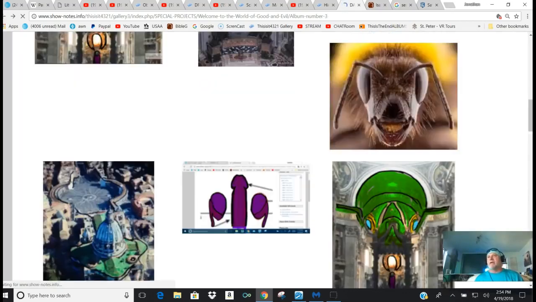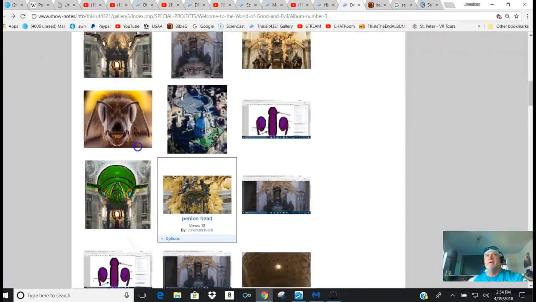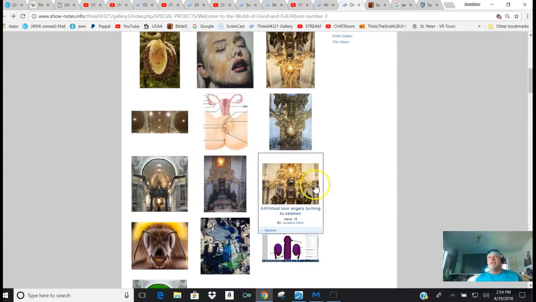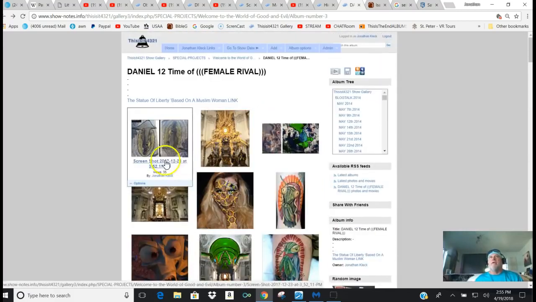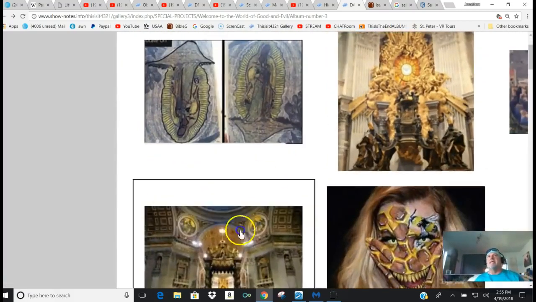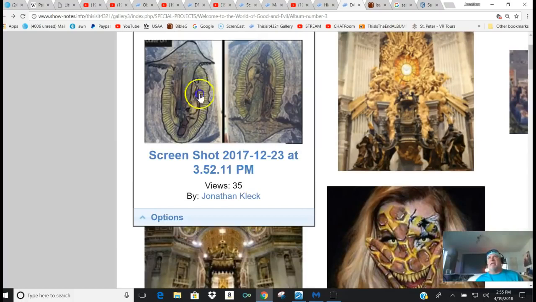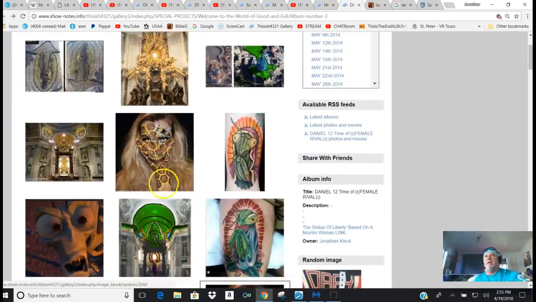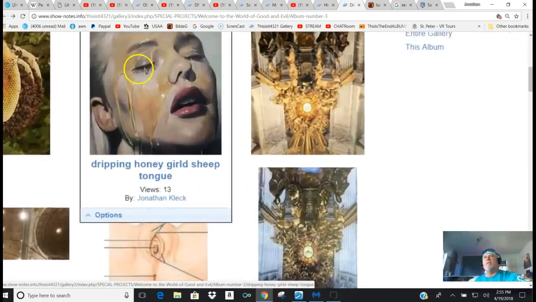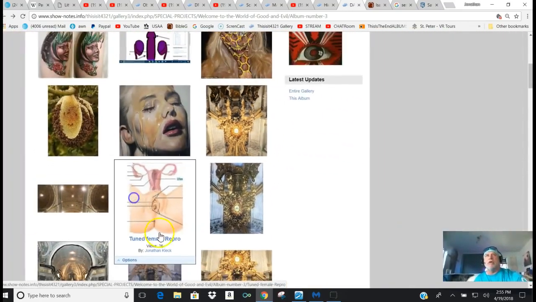Okay, so now let's look at our common denominators. Common denominator, we have dead sheep all over the place. I can show you album after album after album of dead sheep. We have the female reproductive system, common denominator. When you turn the virgin upside down, it becomes a dead sheep. When you turn the dead sheep upside down, it becomes the female reproductive system. It is no longer arguable in any way, shape, or form.